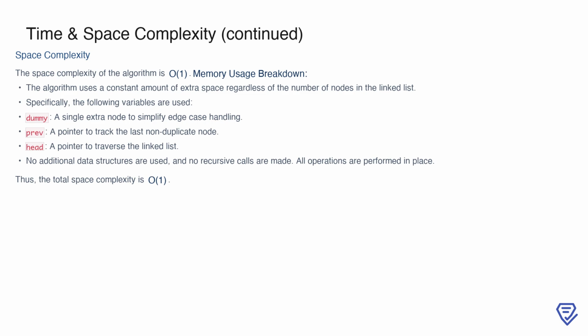Since no additional data structures, such as arrays or hash maps, are used, and the operations are performed in place, the memory usage does not grow with the size of the list. There are also no recursive calls, which would otherwise add to the memory footprint. Because of this, the space complexity remains constant at O(1).